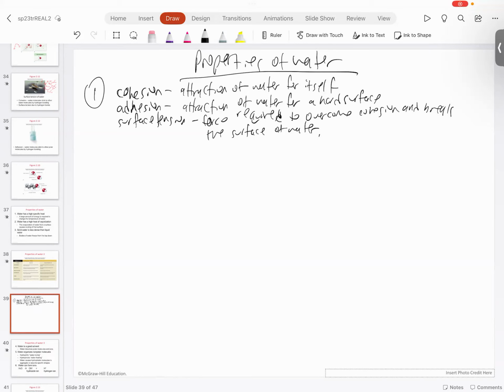Surface tension is the force required to overcome cohesion and break the surface of water.